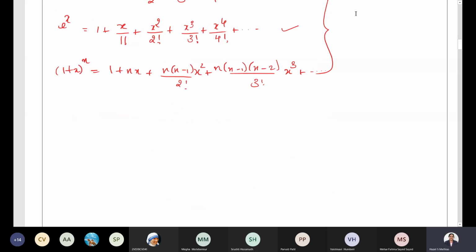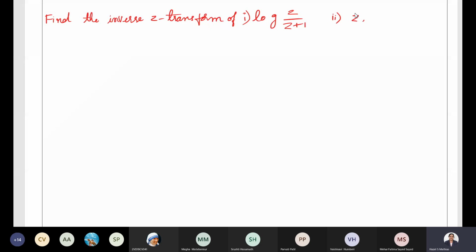So let's begin today's class with the first question. I need to find the inverse Z transform of log Z by Z plus 1. This is the first one. Second one is Z by Z plus 1. We need to find the inverse Z transform of these two functions. So the first one we shall solve.